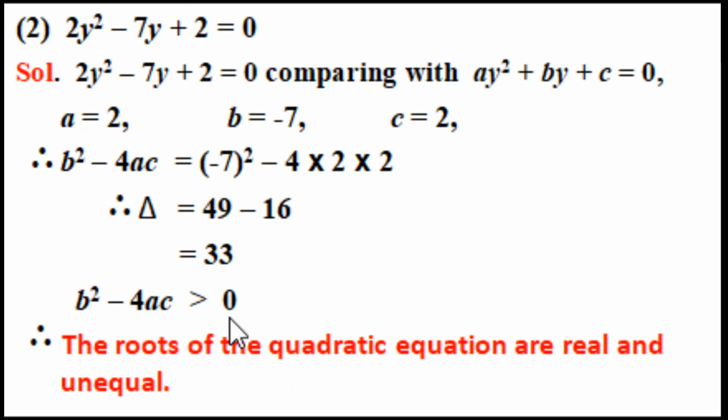Then the next question, 2y square minus 7y plus 2 is equal to 0. Comparing with ay square plus by plus c is equal to 0, we get a as 2, b as minus 7 and c as 2. So the value of b square minus 4ac, we get 49 minus 16, which is 33, positive 33. So delta is greater than 0, that is b square minus 4ac is greater than 0. Therefore, the roots of the quadratic equation are real and unequal.